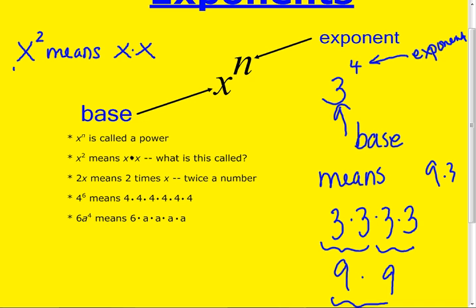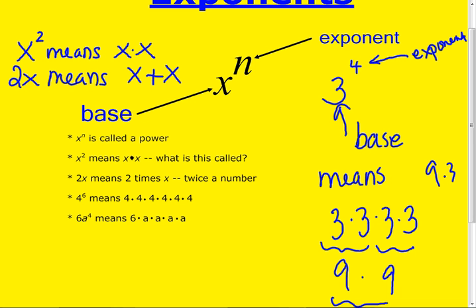2x means not x times x, but x plus x. So if you wanted to add a bunch of numbers up, you would use multiplication. That's the whole reason for it. Math people are lazy. They don't want to write it all out. So that just means I'm going to add up x 2 times.